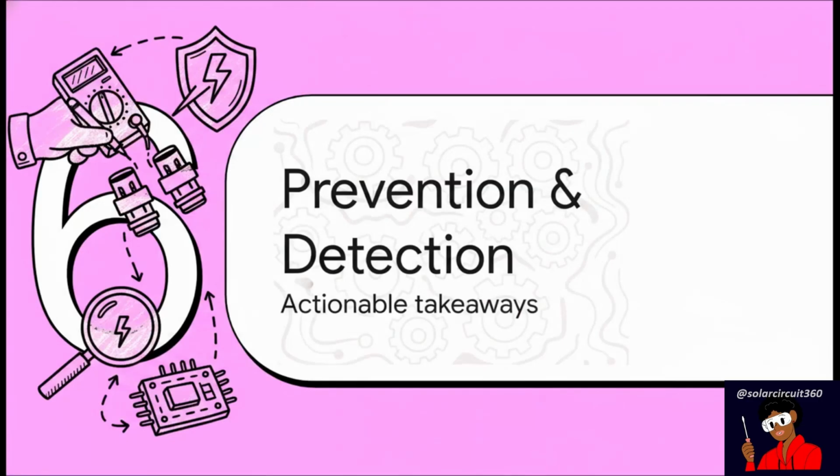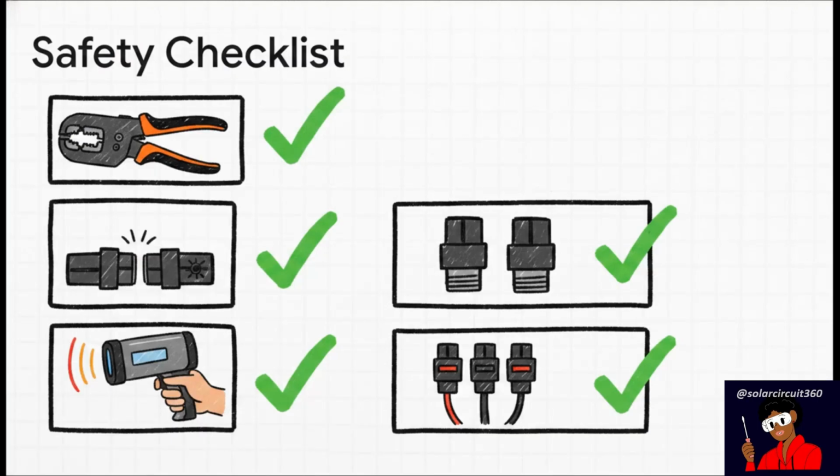Finally, part 6, prevention and early detection. Let's look at some actionable safety takeaways. So we've seen the worst-case scenario, the catastrophic failure. But the good news is we can absolutely stop it before it starts. Always, always use the correct MC4 crimping tool. Never, ever just use standard pliers, okay? Ensure your connectors click fully into place. You have to hear the click.